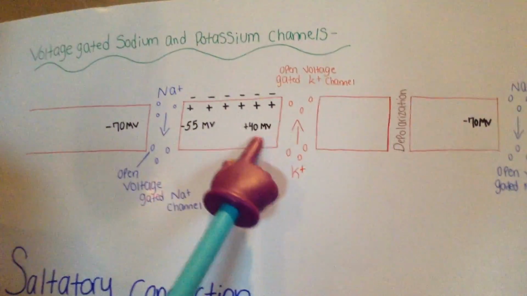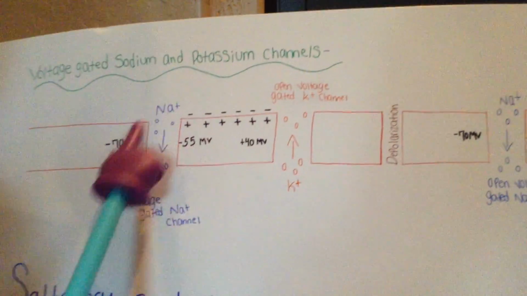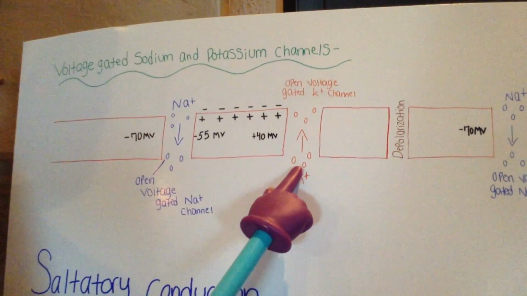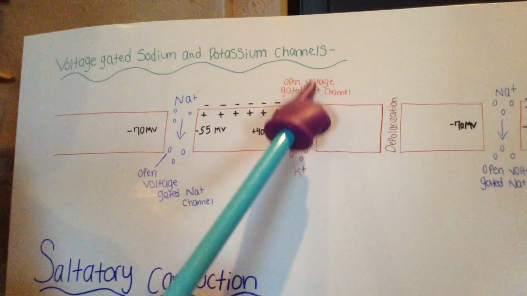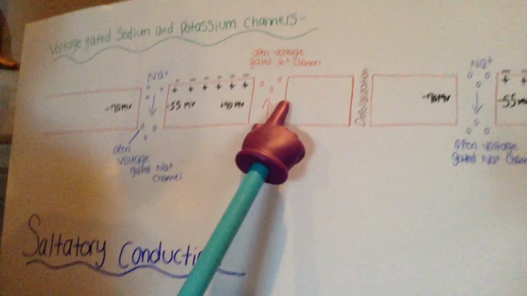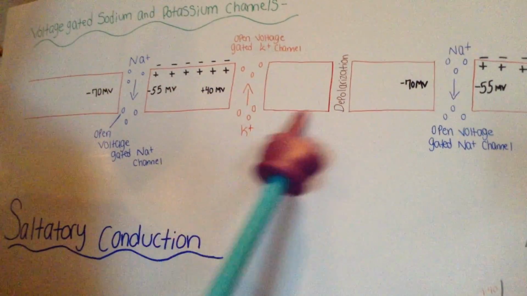At +40, these sodium gates close and the voltage-gated potassium channels open, allowing potassium to go down its localized current out of the cell. At -70, equilibrium is within the cell and these two gates close, allowing this action potential to end and another one to start.